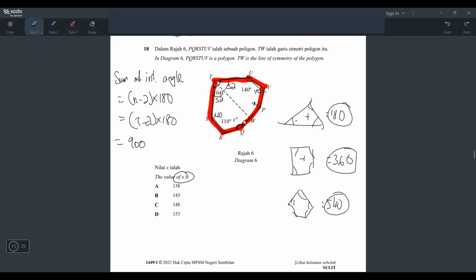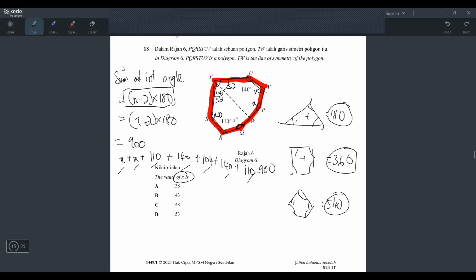So how to get x? So x plus x, right? Then plus 110 plus 140, and then plus 104, and then plus 140, and then plus 110 equals 900. So make sure there are 7 angles: 1, 2, 3, 4, 5, 6, 7. All the 7 angles added together is 900. I explained already where the 900 comes from: this formula.